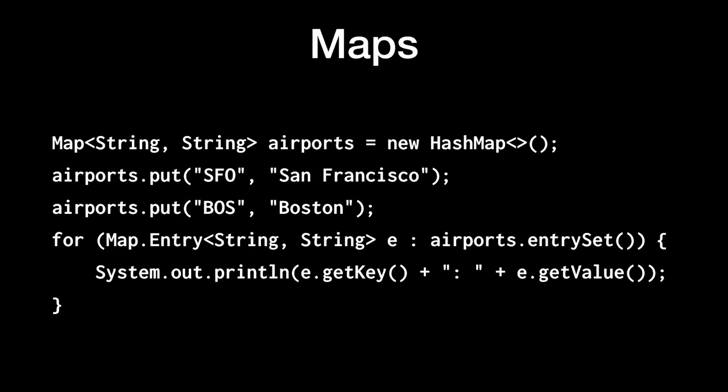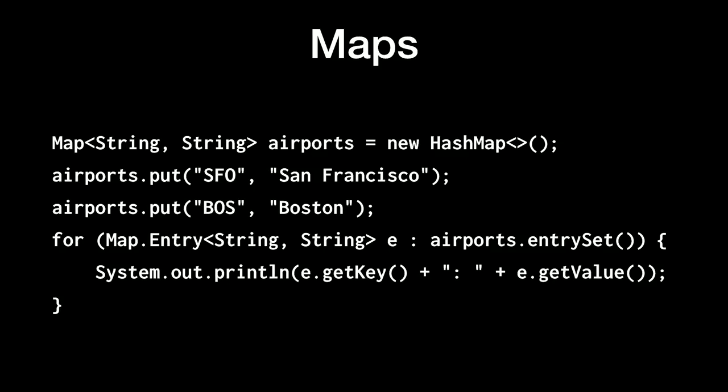Then to iterate through that map and say I want to get everything inside of that map and understand what the keys and values are, I can use that same for in syntax. So I'm going to say for, and then the type of the object that I'm going to use to iterate is going to be a map.entry. So again, this is just saying I want to get a pair of key and value, sort of a key and its corresponding value. And to do that, I'm going to say airports.entrySet, and that's just going to give me a list of those pairs.